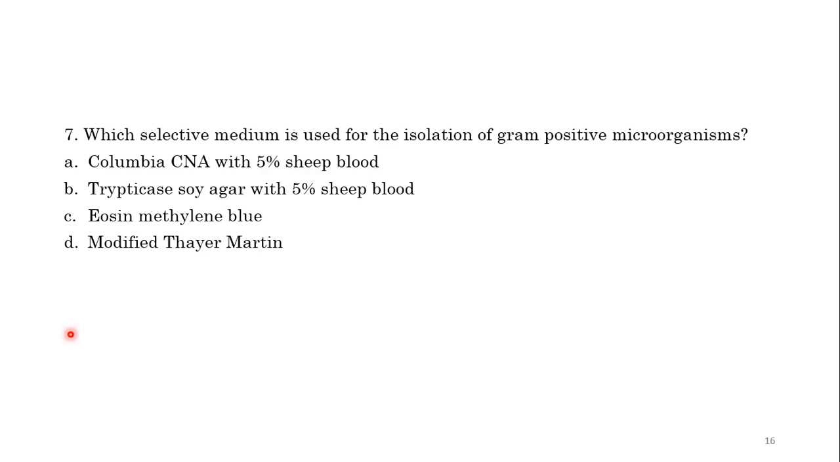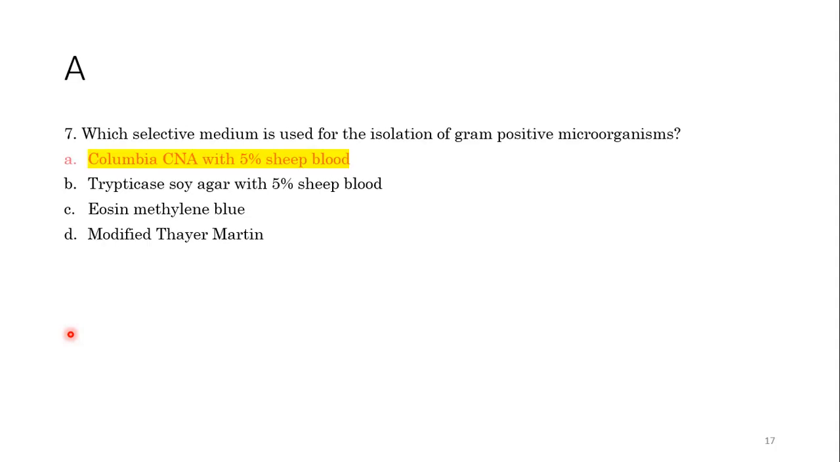Number 7, which selective medium is used for the isolation of gram-positive microorganisms? A, Columbia CNA, colistin nalidixic acid with 5% sheep blood. B, trypticase soy agar with 5% sheep blood. C, EMB, eosin methylene blue, or the endo agar. Or D, modified Thayer Martin agar. The correct answer is letter A, Columbia colistin nalidixic acid agar.